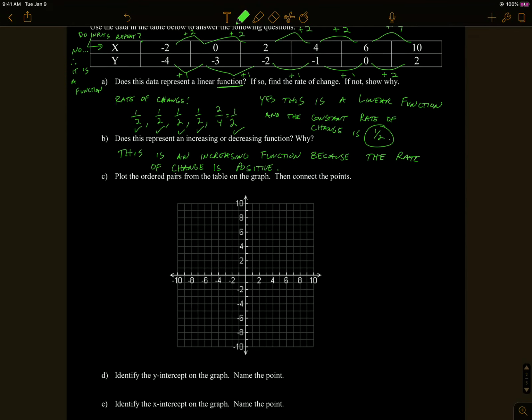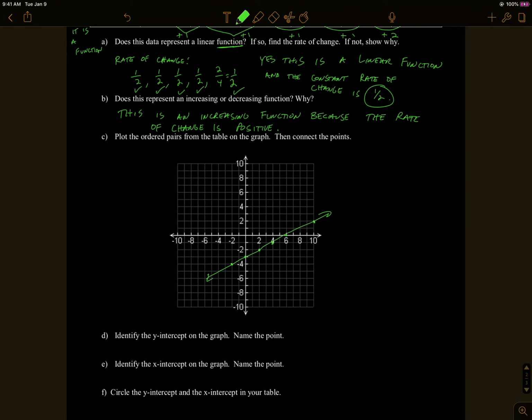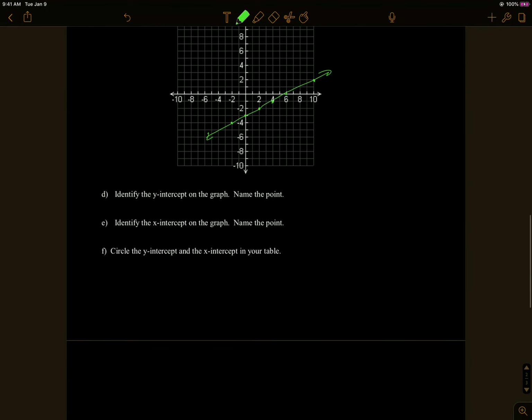Let's plot the ordered pairs from the table on the graph at once. -2, -4, 0, -3, 2, -2, 4, -1, 6, 0, and 10, 2. And then if I draw and connect those dots, I get a straight line. That makes sense because we did say it's linear.